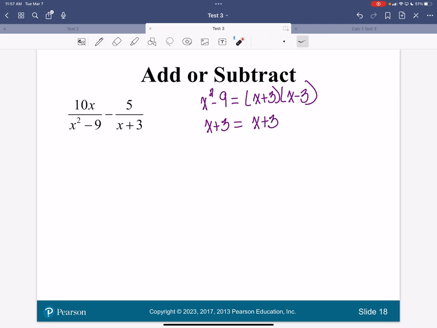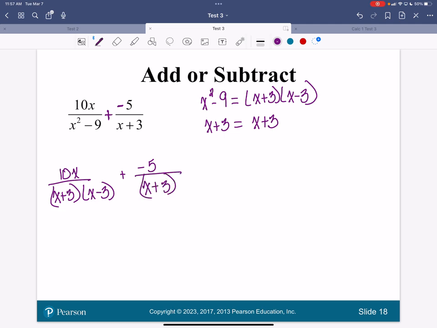Okay, I want to deal with this negative, and where am I going to move it? Good, so this right here is going to become plus, and that 5 is going to become negative. Now hold on to that negative 5, because we're going to have to distribute that in a minute, and I want us to see why. So I've got 10x over x plus 3, x minus 3, plus negative 5 over x plus 3. So everything here is already accounted for.